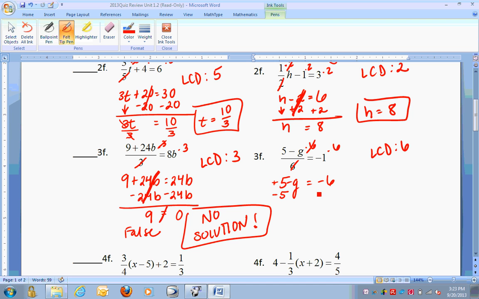So the opposite is negative 5. So I subtract 5 from both sides. That cancels. I bring down negative g, and then I get negative 6 minus 5 is negative 11.